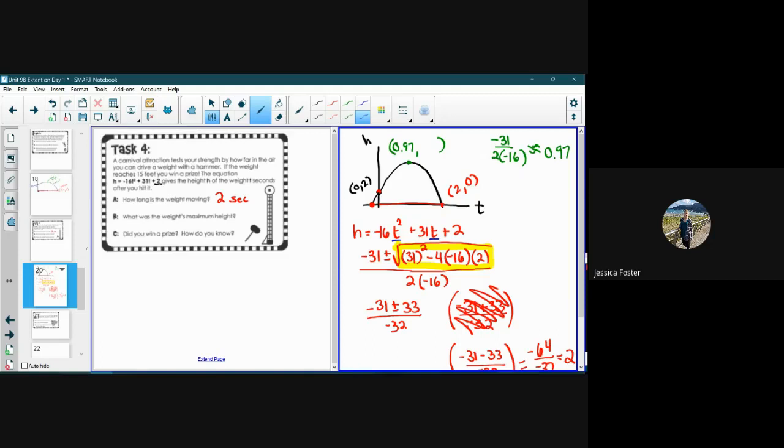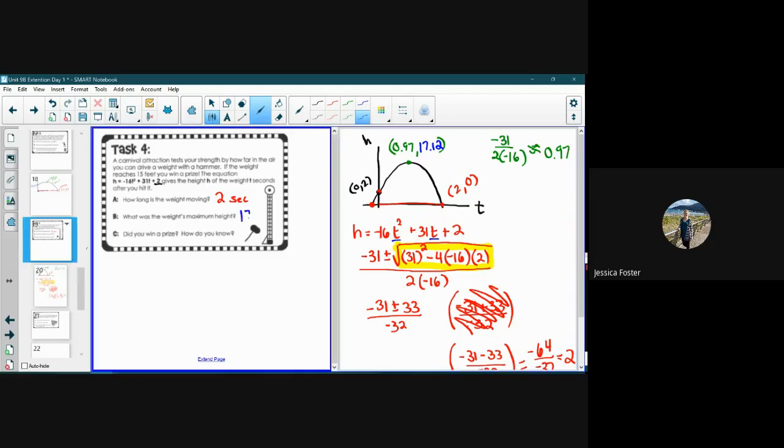And I got an answer of 17.12, rounding to 2 decimal places again. So what was my max height? 17.12 feet. There you go. So then the question is, did I win the prize, and how do I know? Well, did I reach 15 feet? I did. So yes, because 17 is greater than 15. Guess I'm super strong.